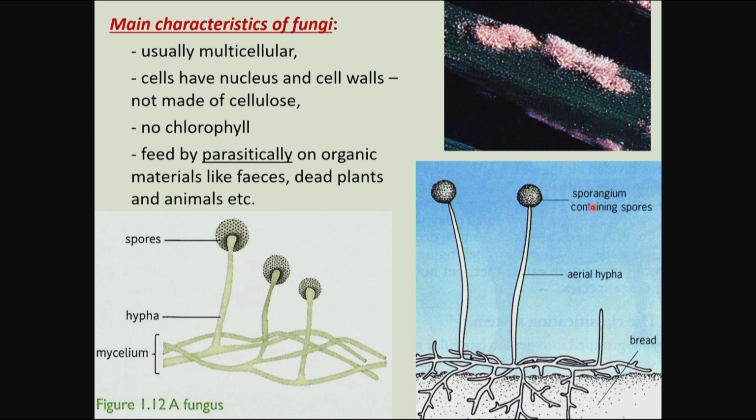Okay. Now, some of the main characteristics of the kingdom fungi: they are usually multicellular. They are made up of many cells. Okay. All right. They also have cells with a nucleus and cell walls, but it's important to know that their cell wall is not made of cellulose. Okay, and of course they don't have chlorophyll or chloroplasts. Okay, you normally look at them; they're not green in color. Any plant or any organism that contains chlorophyll will appear green in color.